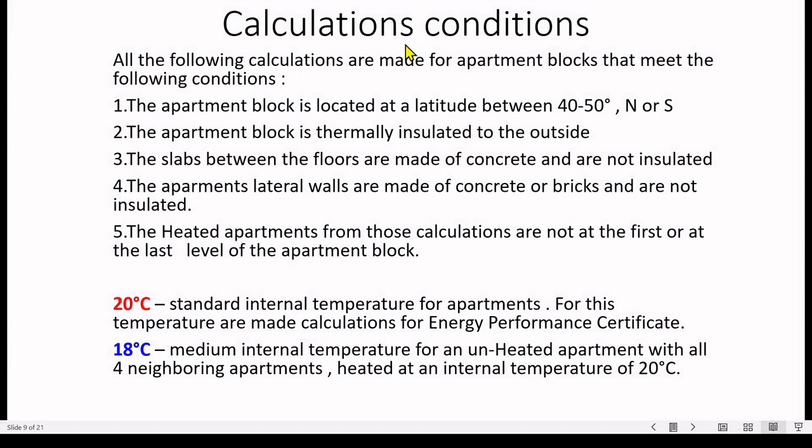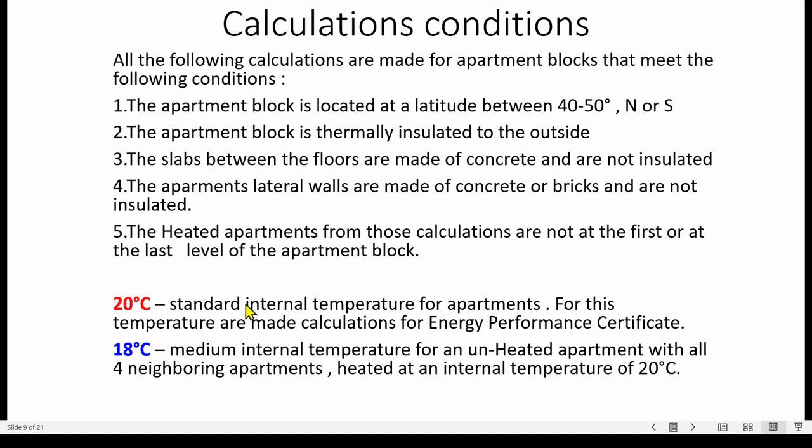Now let's see what the calculation conditions are. The apartment block is located at a latitude between 40 and 50 north or south. The apartment block is thermally insulated to the outside. The slabs between the floors are made of concrete and are not insulated. The apartment's lateral walls are made of concrete or bricks and are not insulated. The heated apartments in these calculations are not on the first or the last level of the apartment block.